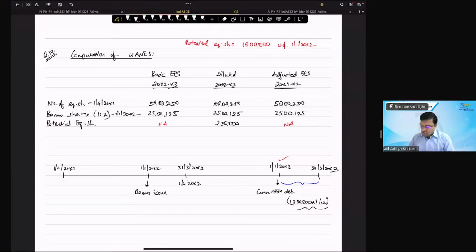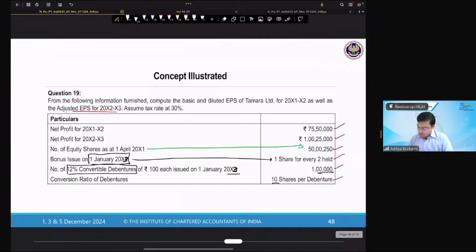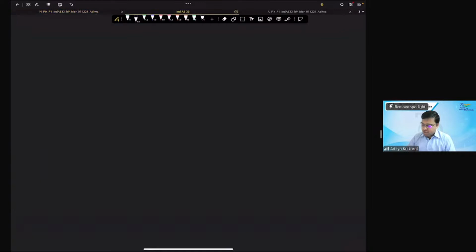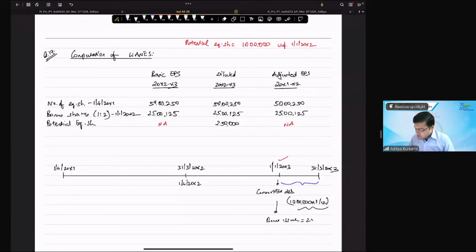Now coming to the bonus that is there. Okay, fine. Since we have anyways done the correction, let us stick to that. I'm having a bonus issue here as well. So bonus issue is of how many shares? 1 share for every 2 held. So here I'm getting 25 lakh 125.